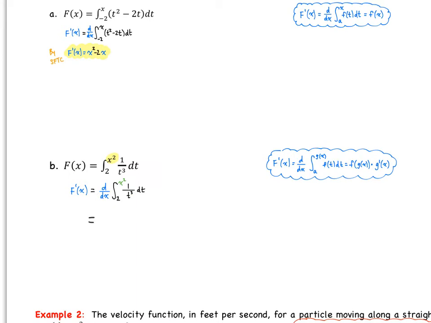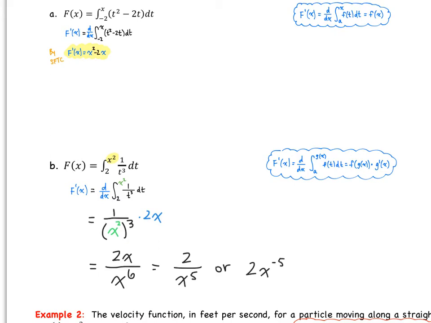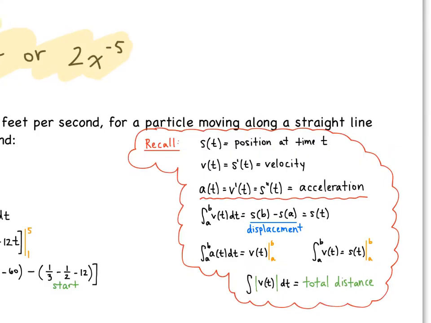So that is equal to now 1 over, I'm going to substitute x squared in for t, and now we can't forget about our chain rule. So we're taking the derivative of x squared, so times 2x. When we clean this up, we should get 2x over x to the 6th, which is simply the same as 2 over x to the 5th, or you might see it as 2x to the -5th. Okay, so there we have it. Let's move on to the next example.